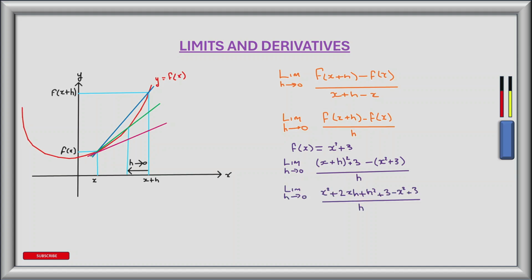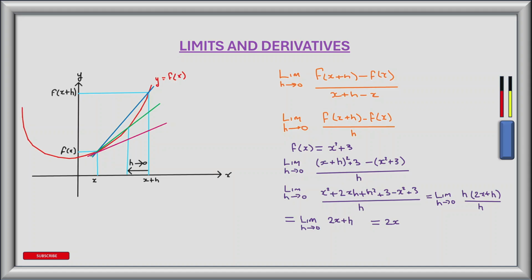So expanding that out, we get the limit as h tends to 0 of x squared plus 2xh plus h squared plus 3 minus x squared plus 3, divided by h. Simplifying this further, this becomes the limit as h tends to 0 of h multiplied into 2x plus h, all divided by h, which is the limit as h tends to 0 of 2x plus h. So as h tends to 0 in this limit, it tends to 2x.